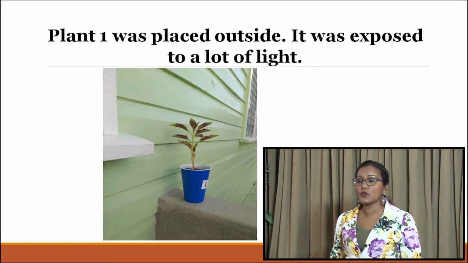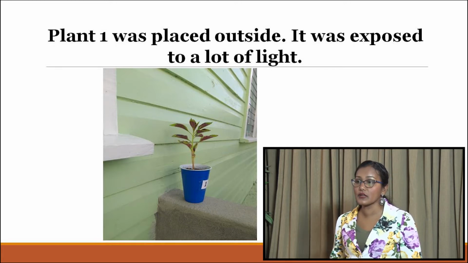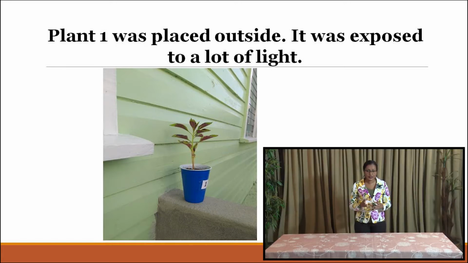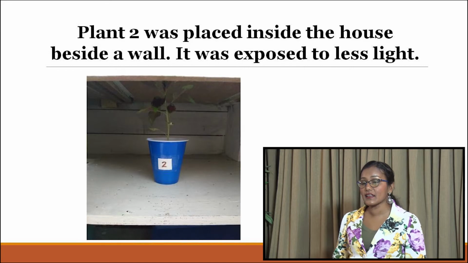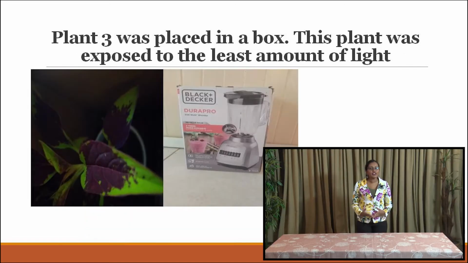There we have plant 1. It was placed outside, so this plant was exposed to a lot of light. It was placed outside on the veranda, as you could see it there. Plant 2 was placed inside the house beside a wall. This plant here was exposed to less light. Plant 3 was placed in a box. This plant was exposed to the least amount of light.